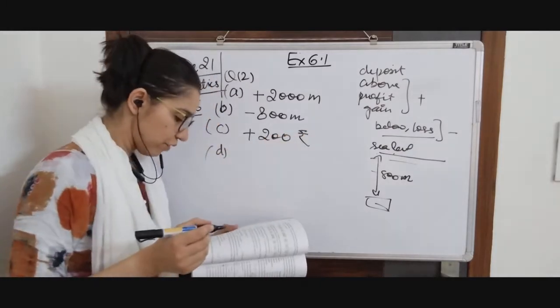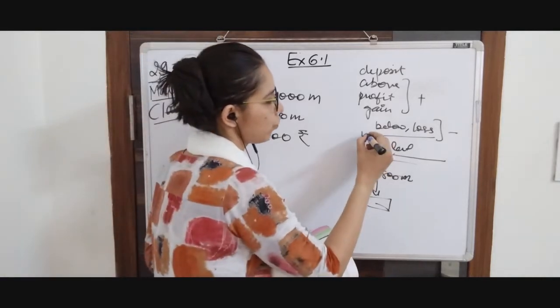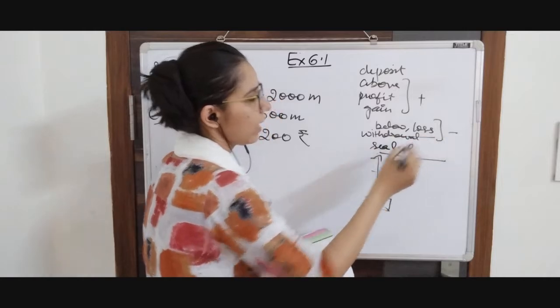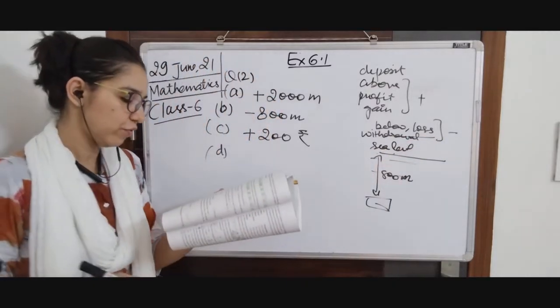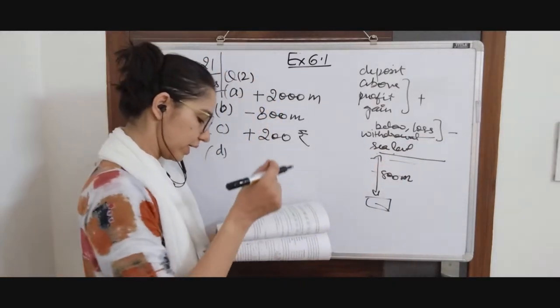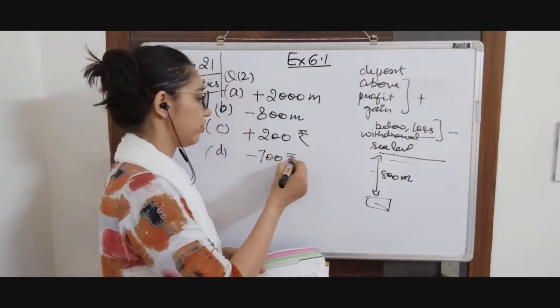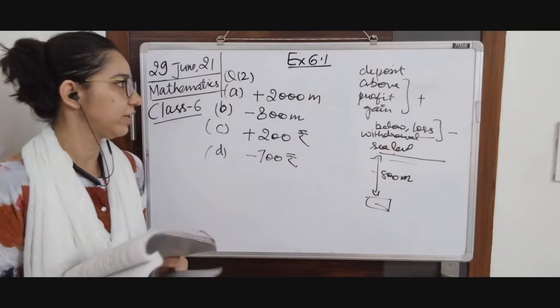D is withdrawn. If we are having withdrawn, it is going to be represented by negative sign. It will be negative 700 rupees. So this is how we represent our integers.